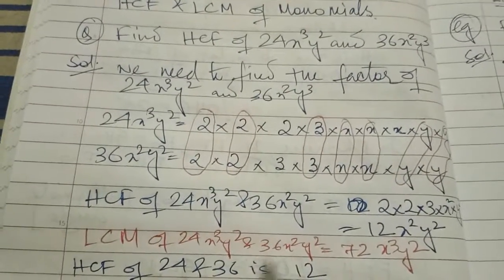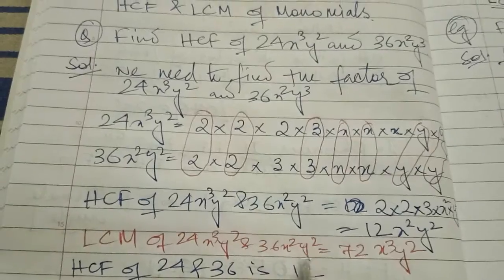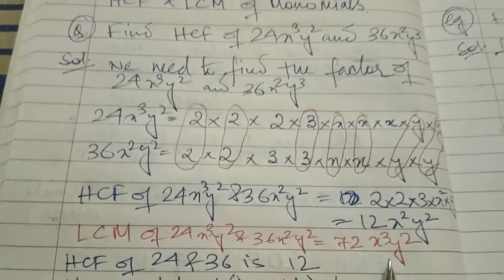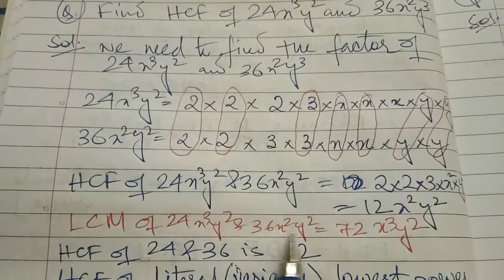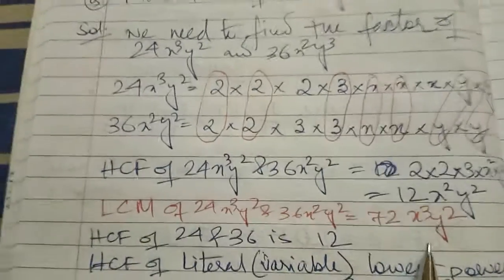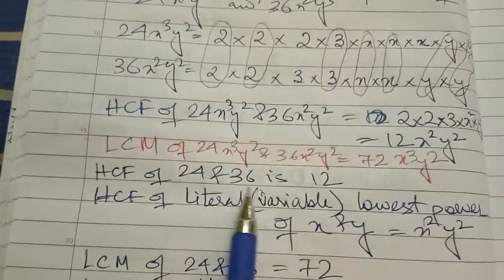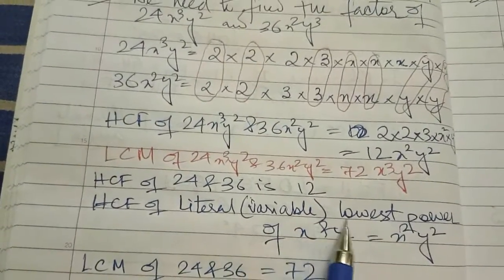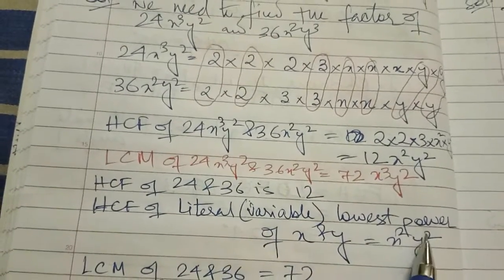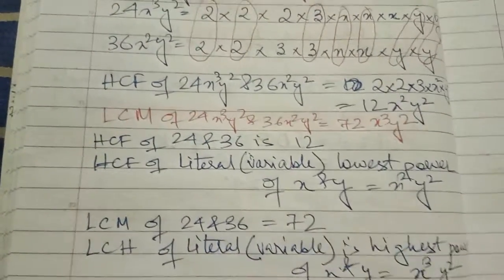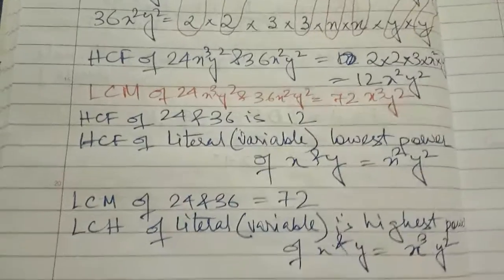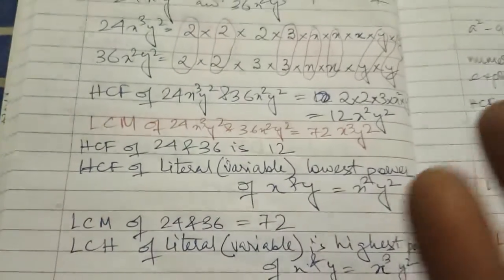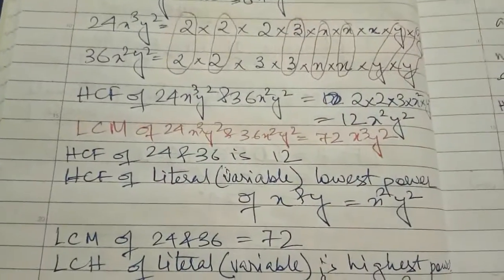See, in this question we have the highest power x cube. I have written x cube over here. Now in this piece, y square and y square will be y square only. Now the same thing I have written: HCF of the variable, lowest power, and for the LCM, highest power. Same thing I told you before in this question. Now one more example we'll do for the polynomials.